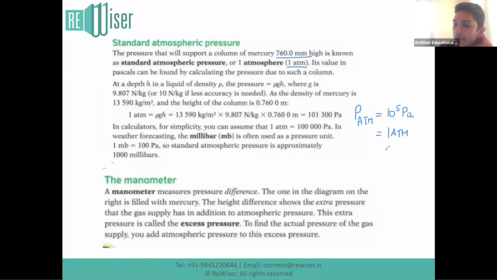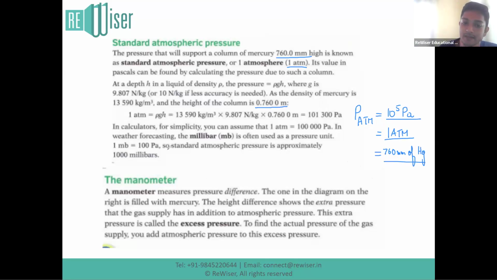ATM is a unit of measure of pressure. Or I can also write this as 0.760 meters or 760 millimeters of rise in level of mercury. So these are different ways in which I can depict the atmospheric pressure. SI unit Pascal. Other units include atmospheric ATM or millimeters of mercury.